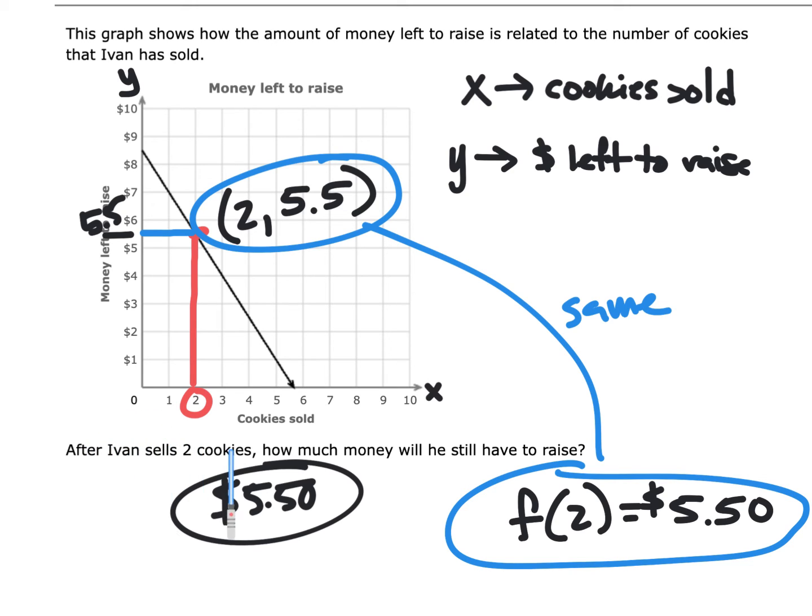After Ivan sells 2 cookies, all right, well, what's cookies? Cookies is X. So let's find 2. All right, how much money will he still have left to raise? So money left to raise, find the Y value on that point. All right, and that's the idea. All right, let's take a look at the next page.